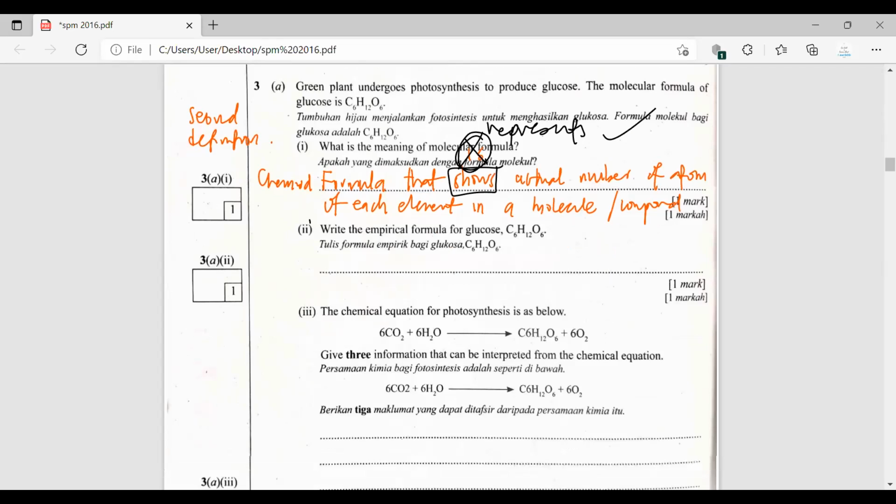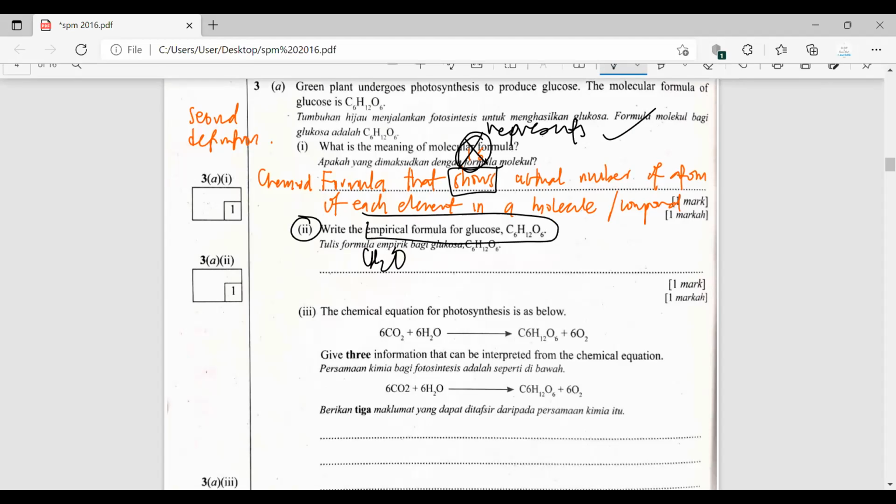Next person. Let me have Aimi. What's the empirical formula for glucose, Aimi? The rest of you can put the answer in the chat if you want. What's my empirical formula for glucose? Excellent. She says here CH2O.